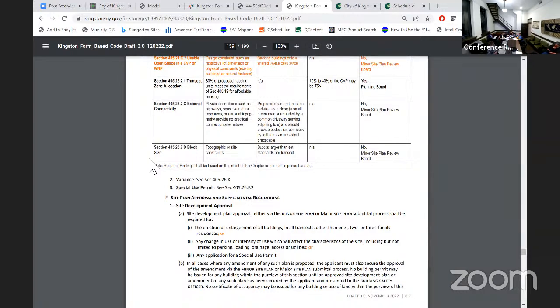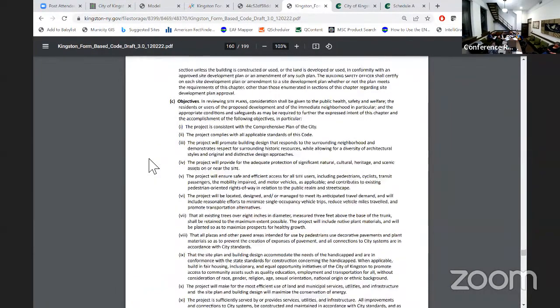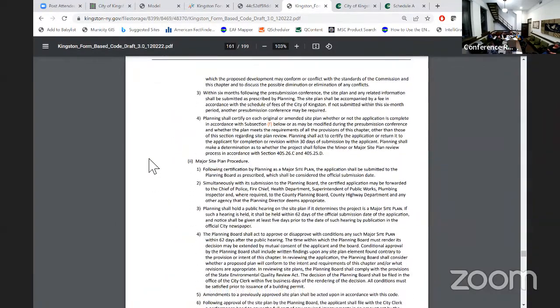So listen, there's a major site plan, it says amendments under the major site plan procedure. Amendments to a previously approved site plan shall be acted upon in accordance with this code. This is a subsection under D, procedure, on page 8.9. I think that addresses that amendment question. So it would go back to the major, even if it's a minor issue? Yeah, it says amendments. Okay.